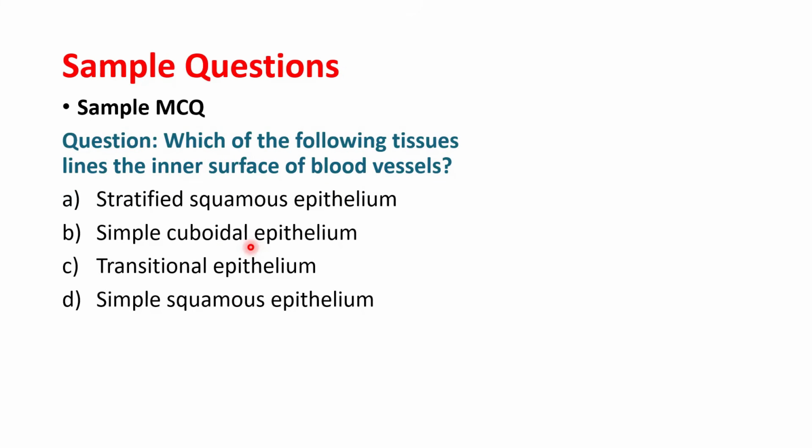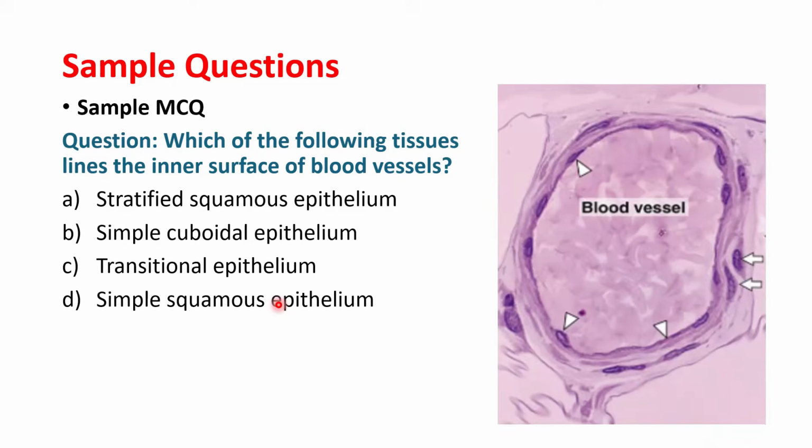Which of the following epithelium, sorry, which of the following tissues lines the inner surface of the blood vessel? By the word lining, it tells you that we're talking about epithelium. So maybe you can pause the video, think about it, and answer in the chat box. But to be specific, the inner surface of blood vessels, as we'll see in our video on epithelia, is actually lined by simple squamous epithelium.